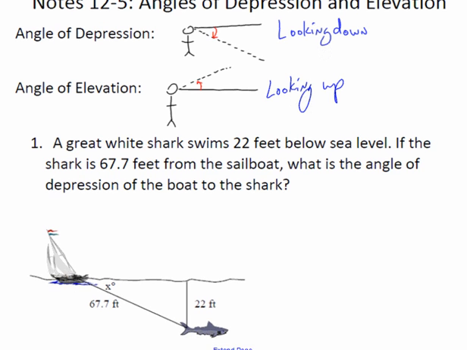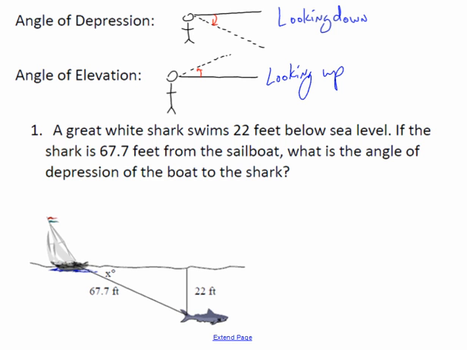And also my first one I have here says a great white shark swims 22 feet below sea level. If the shark is 67.7 feet from the sailboat, what is the angle of depression to the boat? So here, this would be my situation. Here's my boat here, and if I've got a great white shark that close to my boat, I might be just leaving in the first place because I don't want it to come bite me. But here I have the opposite. This is my opposite. And then I have my hypotenuse, because this is my right angle.